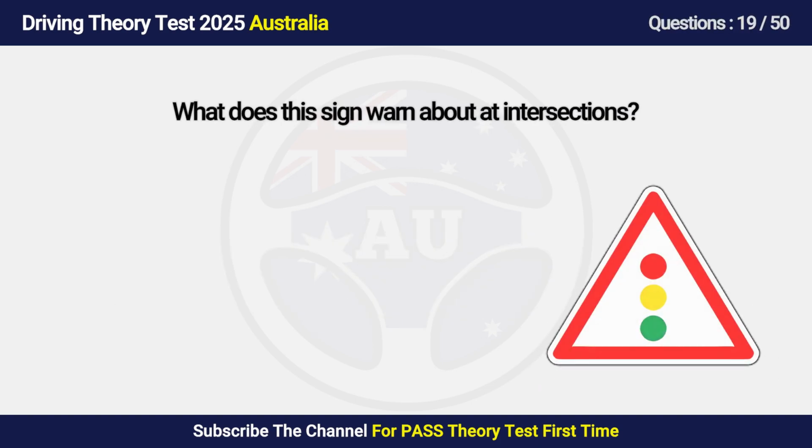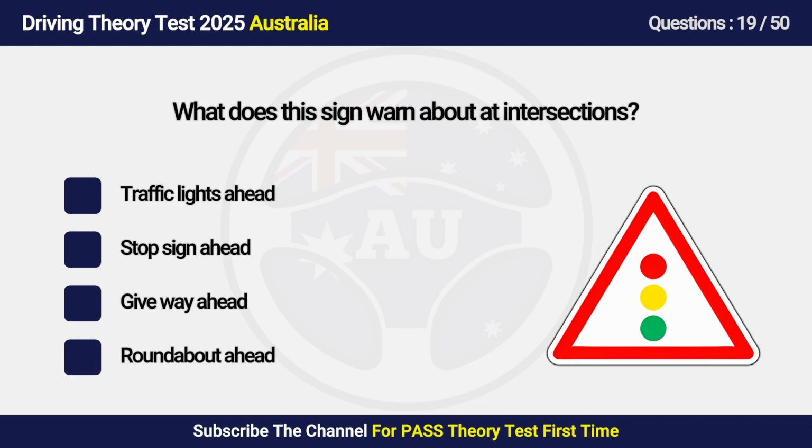Question 19. What does this sign warn about at intersections? A. Traffic lights ahead. B. Stop sign ahead. C. Give way ahead. D. Roundabout ahead.